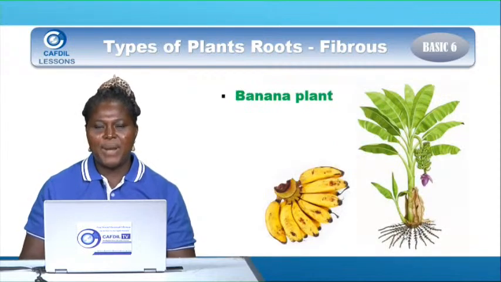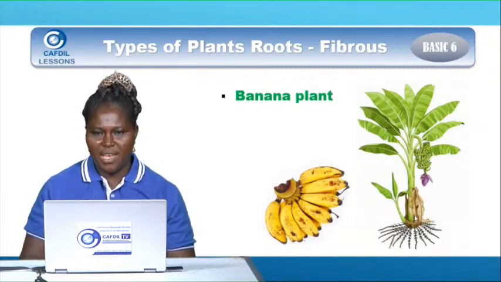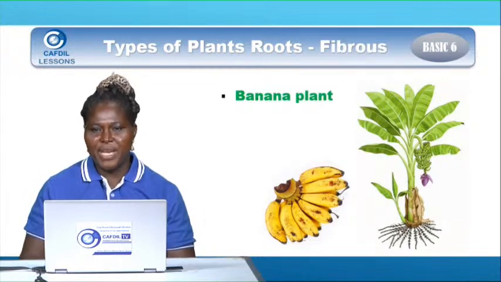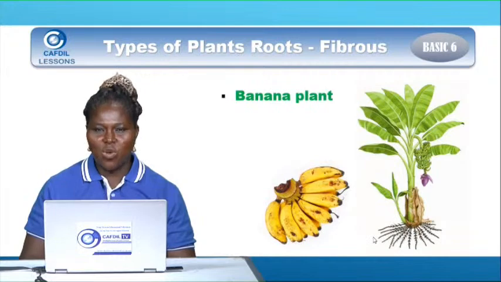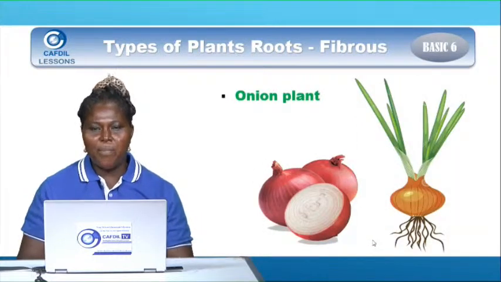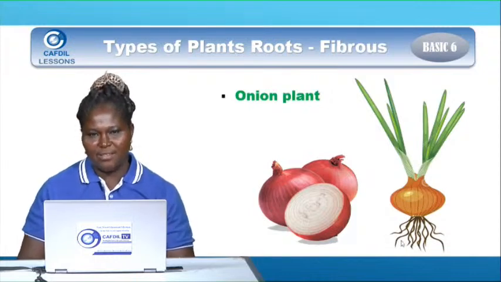Another one is the banana plants. So we have the banana plants. Look at the roots. They are coming from the base of the stem. So banana has got fibrous roots. Another example is the onion plants. Now let's look at the roots of the onion.